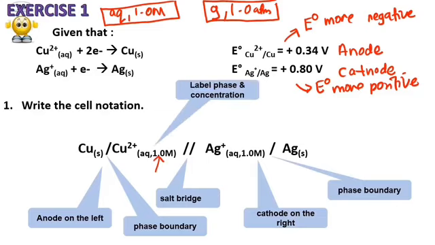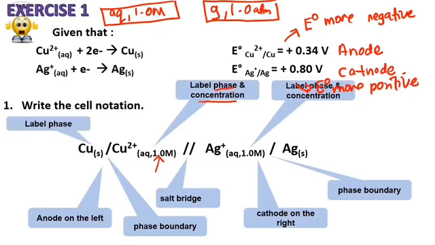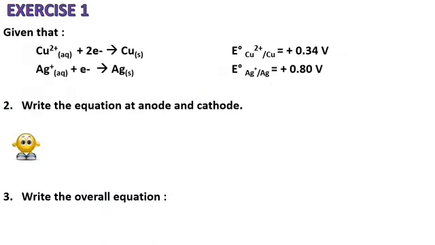And then kita kena label the phase and concentration for the aqueous solution used as the electrolyte and label the solid of the electrode used for the copper and silver. Okay, satu markah untuk writing the cell notation. Nombor 2, write the equation at anode and cathode.